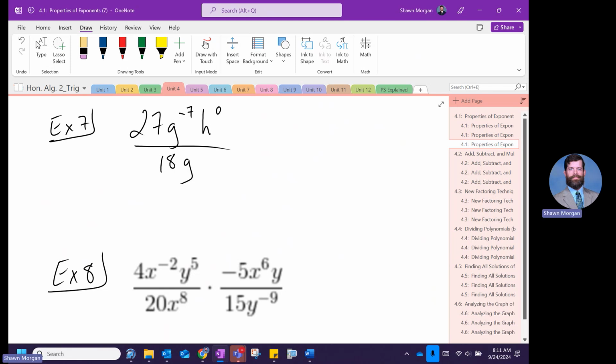Almost anything raised to the 0th power is 1. 0 to 0 is undefined, but anything else is 1. And here we're assuming h doesn't equal 0, so yeah, that factor is trivial at this point.